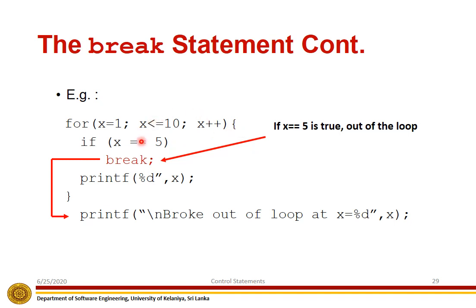Then it checks if x is equal to 5. If x is equal to 5, this condition is true, then break. It means it will not continue with the loop statements. It will terminate and go outside the loop. So the for loop ends here, and it will print "broke out of the loop at x equal 5".